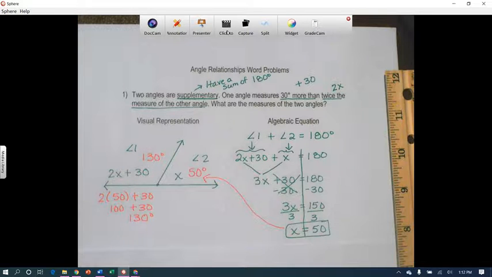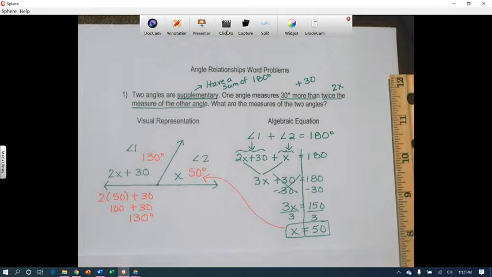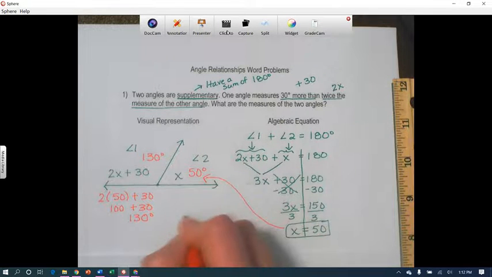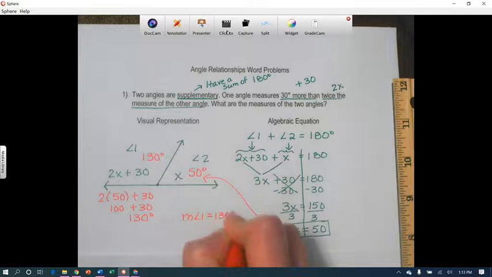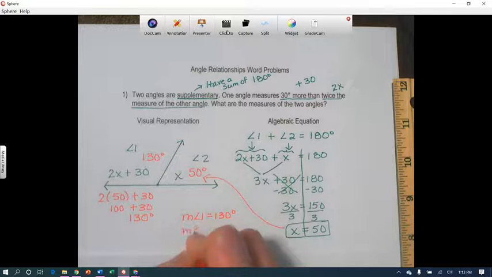So let's make sure that these two angles do in fact add up to 180. Is 130 plus 50 180? It is. So my measurements I know are correct. Lastly, I'm just going to write out the measure of angle 1 is equal to 130 degrees, and the measure of angle 2 is equal to 50 degrees.